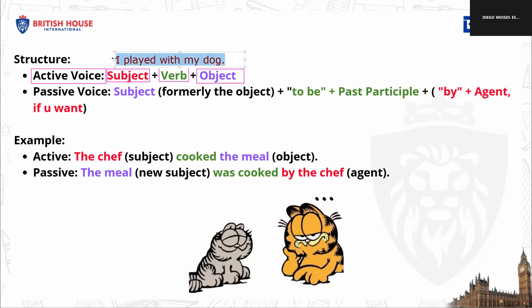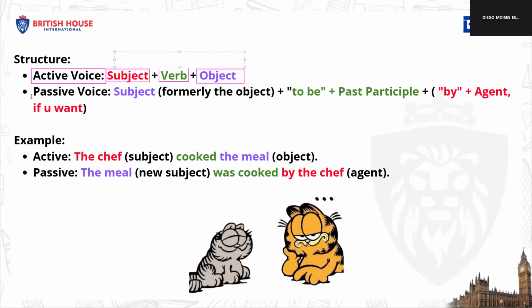Another one. I went to the cinema. So this is an active voice. I went to the cinema. Subject, verb, object. So this is the normal way we express ourselves, right? The everyday English. Then we're going to look at uses.